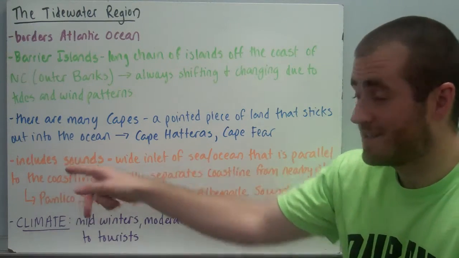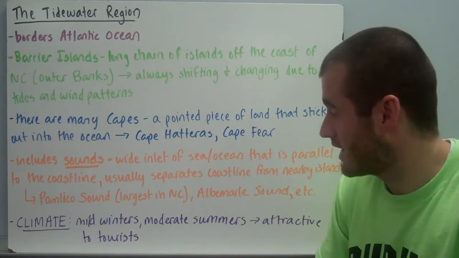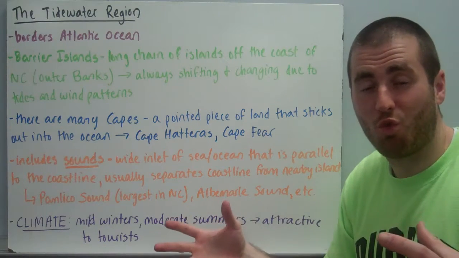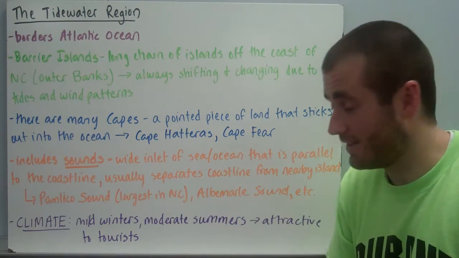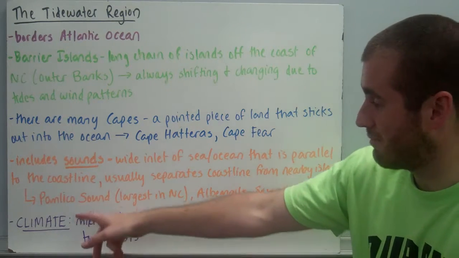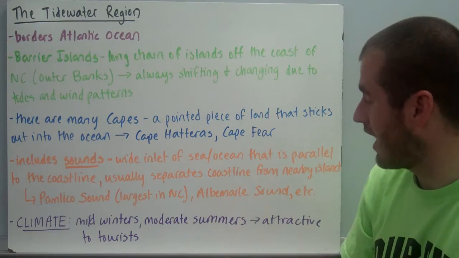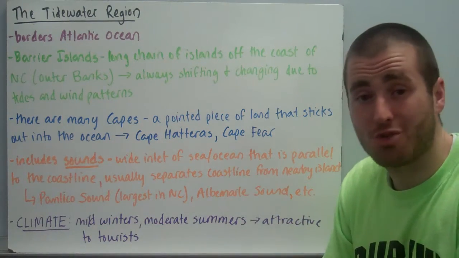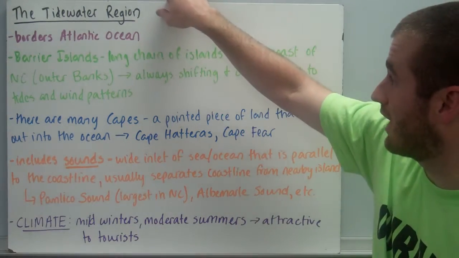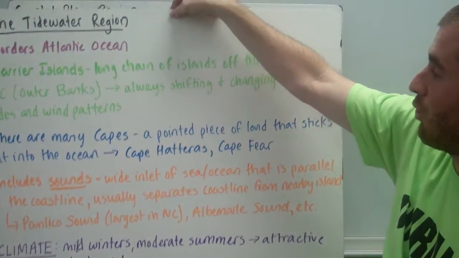They also have a lot of sounds in the tidewater region. These are wide inlets of sea or ocean water that usually separate the coastline and an island that's out there. So, for example, Pamlico Sound, which is the largest one, also the Albemarle Sound. And the climate in the tidewater region, mild winters, moderate summers, very attractive for tourists. So this is why you have a lot of people down at the beach because they like the weather there.